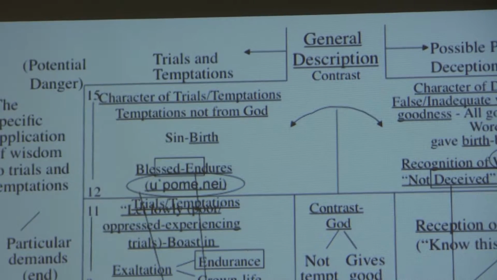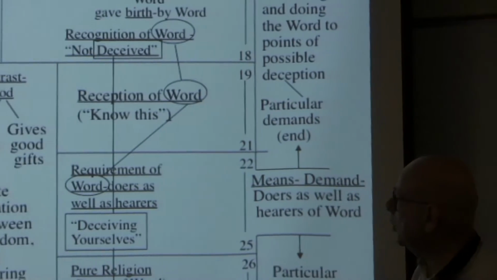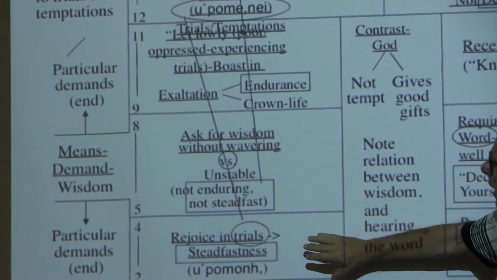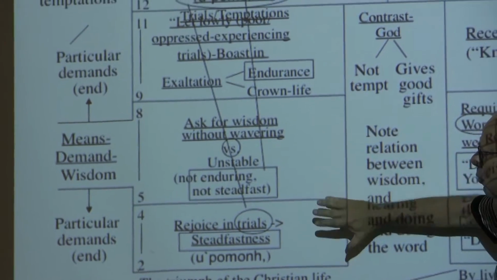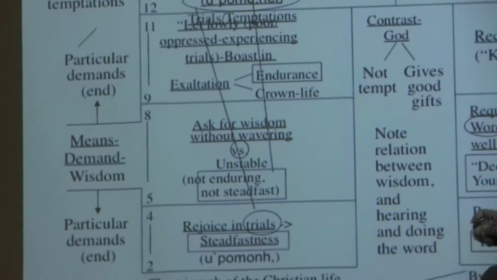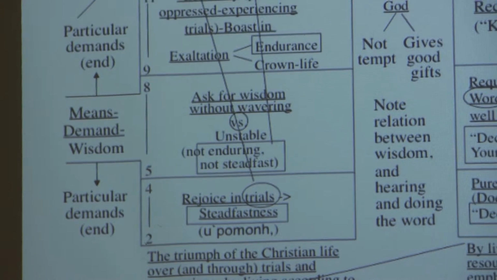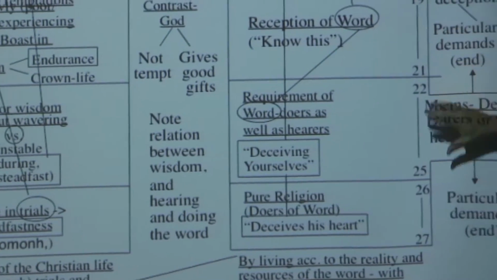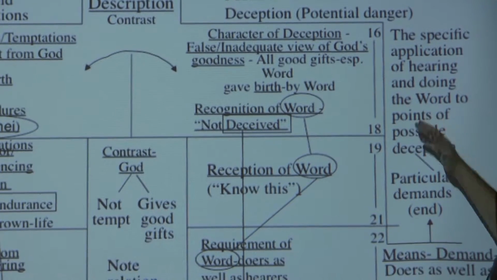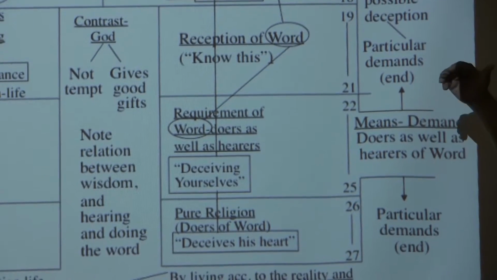So it's quite clear that verses 2 through 15 are bound together over against verses 16 through 27 by a common concern with endurance, stability, unwavering, that's found in each one of these paragraphs, and a common concern also for proper response to trials and temptations. As we mentioned a few moments ago, one common concern that binds verses 16 through 27 together is a concern for avoiding deception.